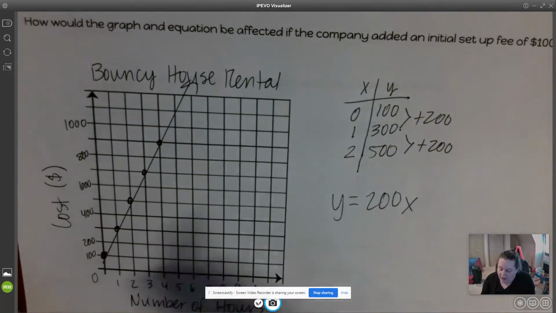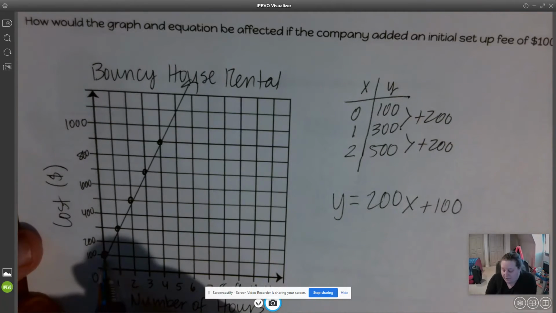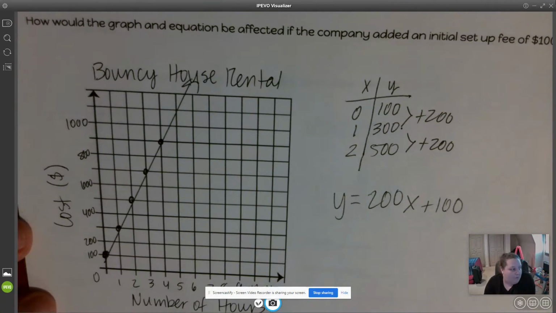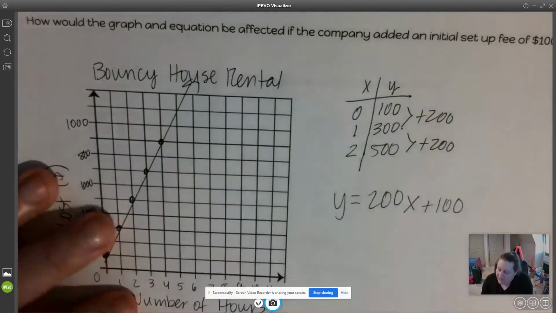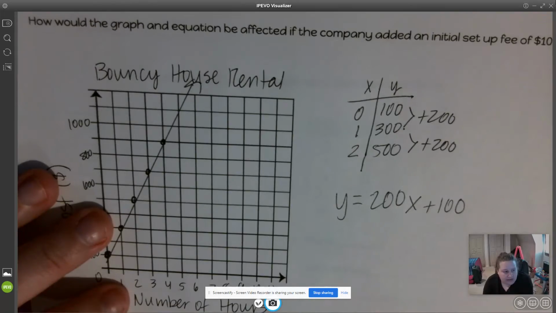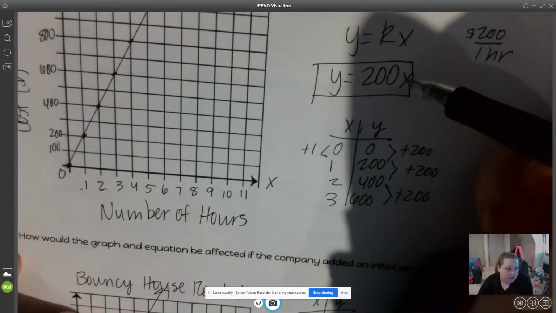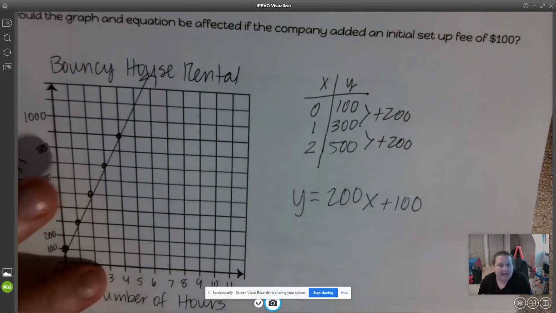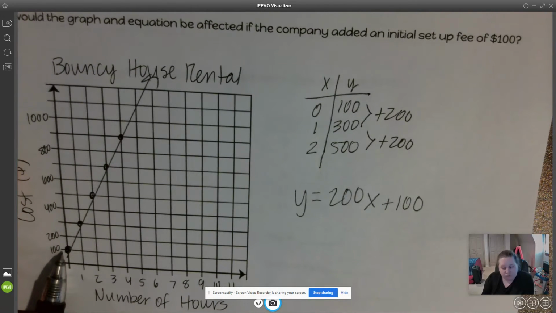Versus in this scenario, I actually have to add $100 initially in order for them to come and set it up. So notice I'm not starting at 0, I'm starting at 100 on the y-axis. So how that affects my equation is that I have to add 100 at the end. So the difference is that I have y equals 200x, and then here I have y equals 200x plus an additional fee, which I can see here is where this starts on the y-axis of my graph.